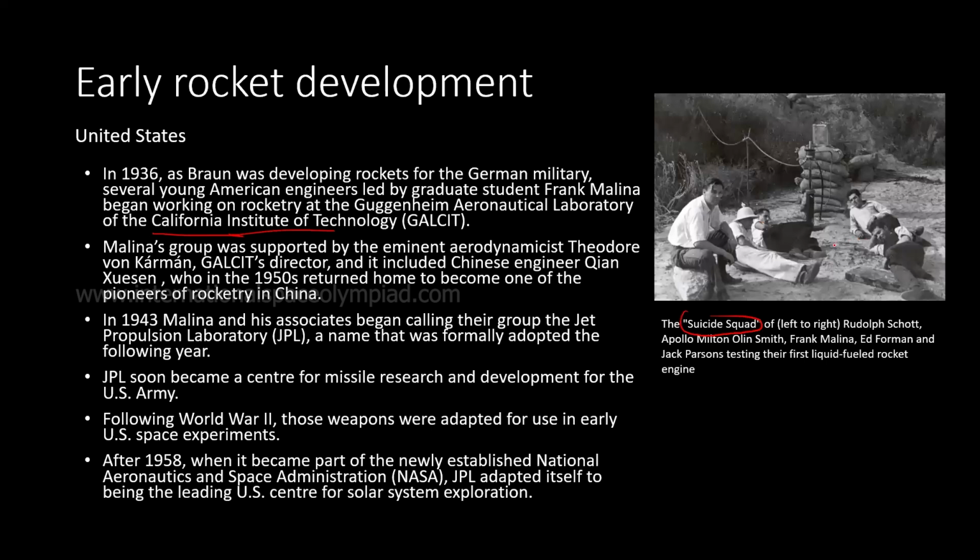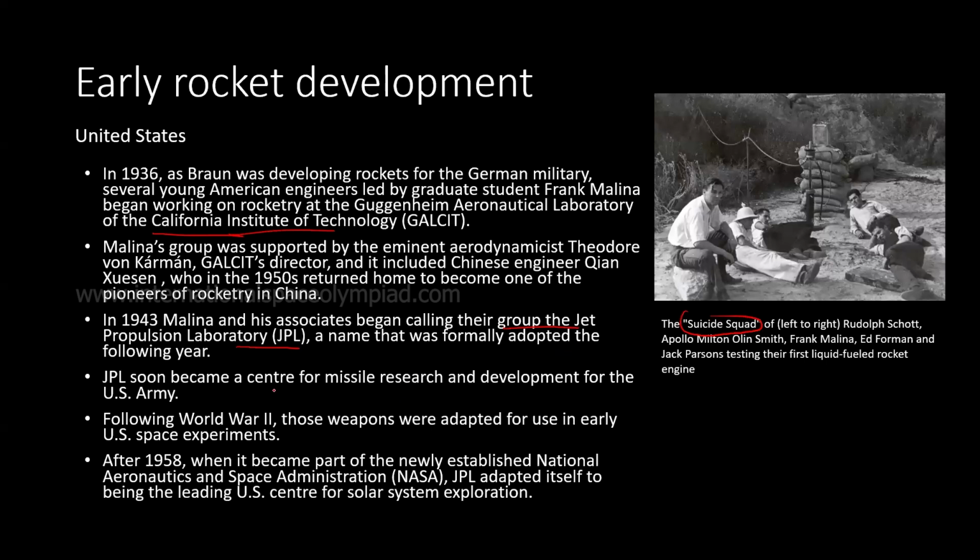You can see why, because all the experiments were dealing with explosives, since it is rocketry. Then Malina and his associates began calling their group the Jet Propulsion Laboratory. So Suicide Squad is kind of a nickname, and this is the proper name they had chosen, the Jet Propulsion Laboratory. It still exists, JPL, NASA. That was formally adopted in the following year.